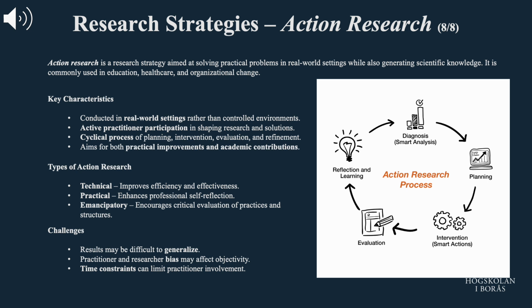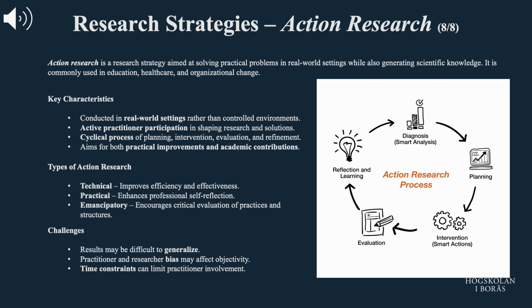The cyclical process of action research consists of 5 phases. The first phase is diagnosis, where researchers identify and analyze the problem. This is followed by planning, in which strategies for improvement are developed. The intervention phase involves implementing the planned changes, while the evaluation phase assesses the effectiveness of those changes. Finally, in the reflection phase, researchers review findings and decide whether to repeat the cycle for further improvement.